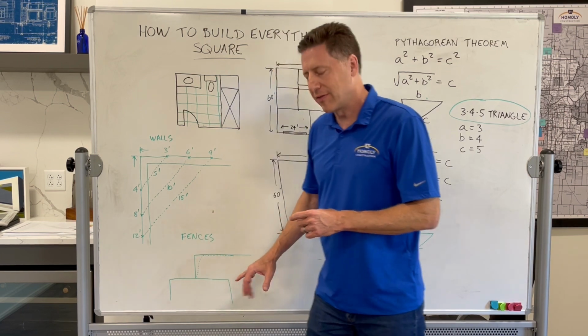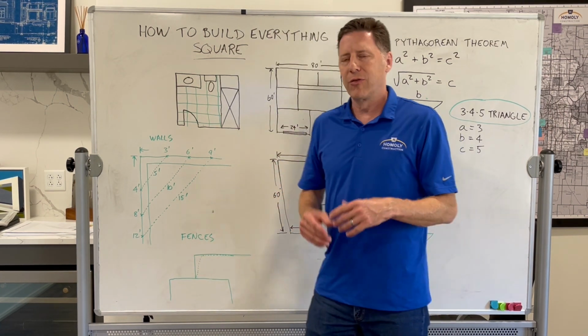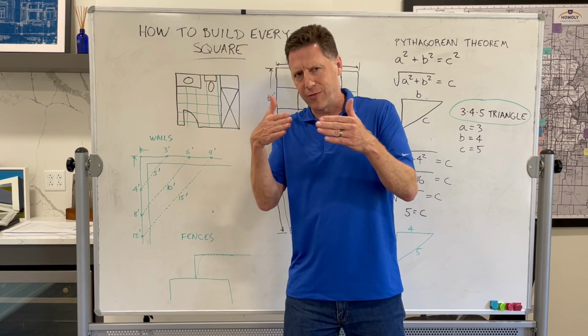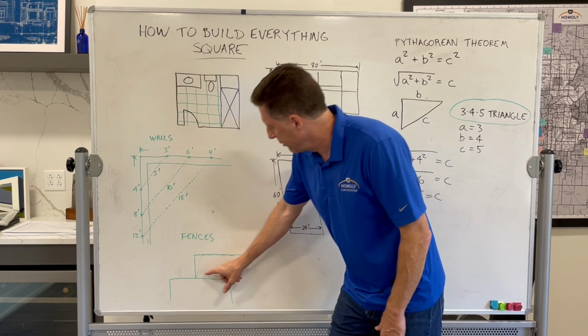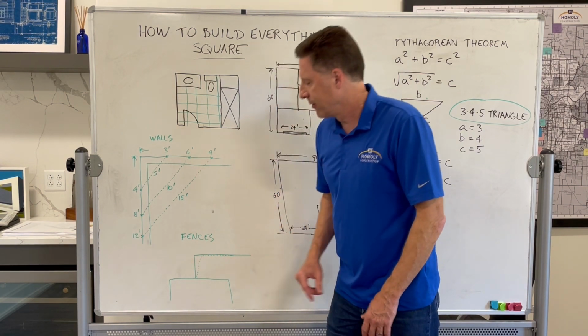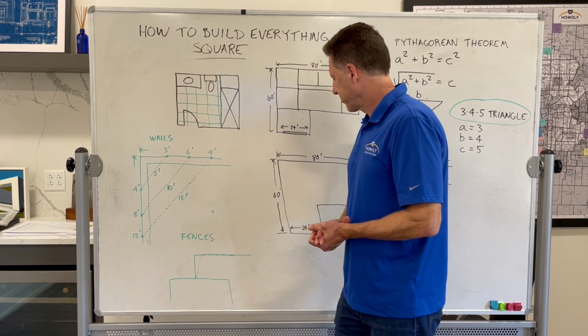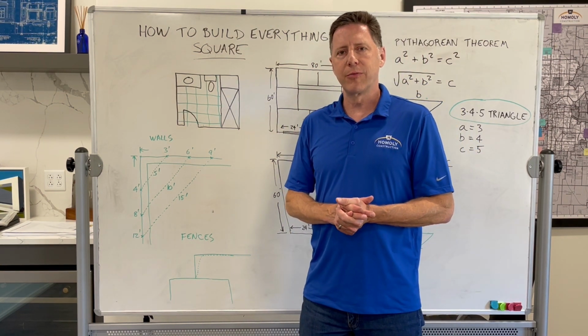This also applies to things like fences. If this is the house and you've got this fence coming off, so many times you look at somebody's yard and the fence comes off at a weird angle, it's because they measured it out, but they didn't get it square. So again, you can measure over 4 feet, 3 feet, and then if you get 5, then you know that it's right on the money. So this is a great way to build everything square using the 3, 4, 5 triangle.